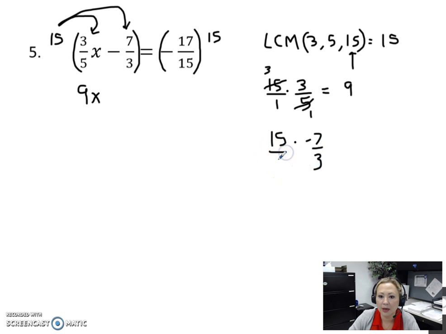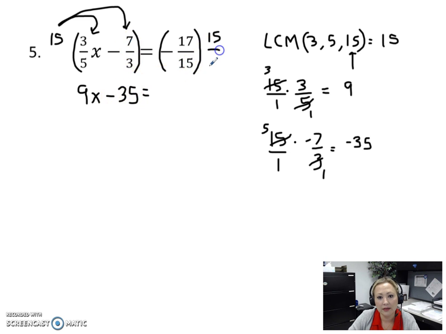Okay, so same idea here. 3 and 15 are both divisible by 3. That would leave a 1 here and a 5 up top. Multiplying across the top, I'll get negative 35, and again across the bottom is a 1. I'm getting these nice whole numbers because that was the idea to start with. I wanted to multiply both sides by something that would clear the fractions. Again, the shortcut: 15 divided by the denominator is 5. Multiply that number times the numerator, and you get your 35.